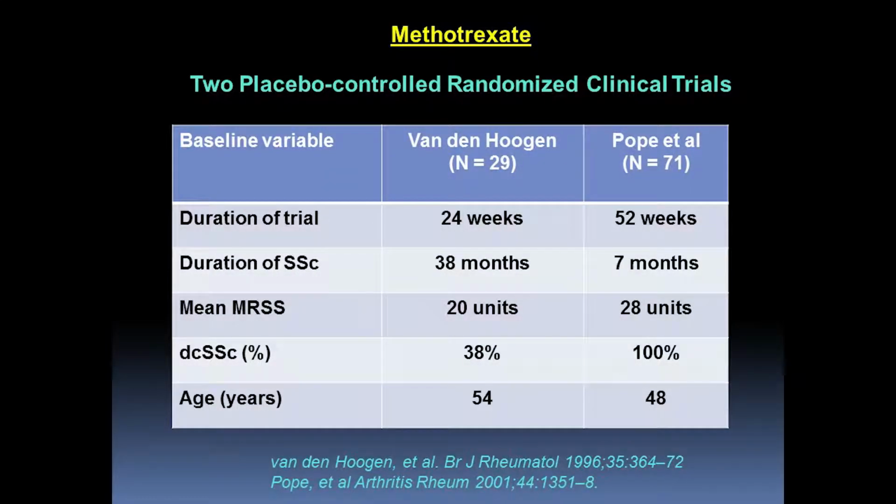Two placebo-controlled randomized trials have been conducted. These were quite old studies, one from 1996, one from 2001. The first group is from the Netherlands, the second group from Canada. You can see the patients were followed over either 24 or 52 weeks. The other information about the patients is listed here. In the second study, Janet Pope's group, 100% of the patients had diffuse scleroderma, whereas in the first group only about 1/3 of patients had diffuse disease.